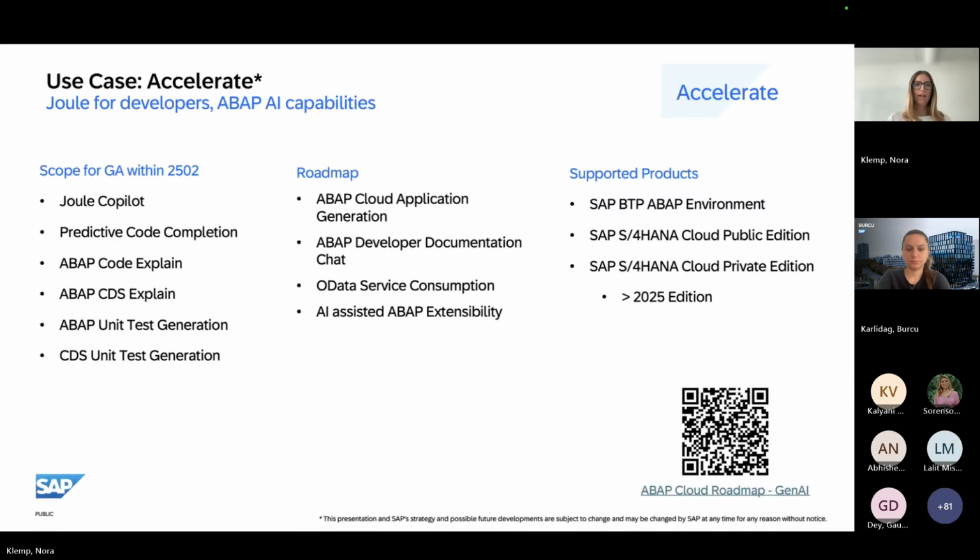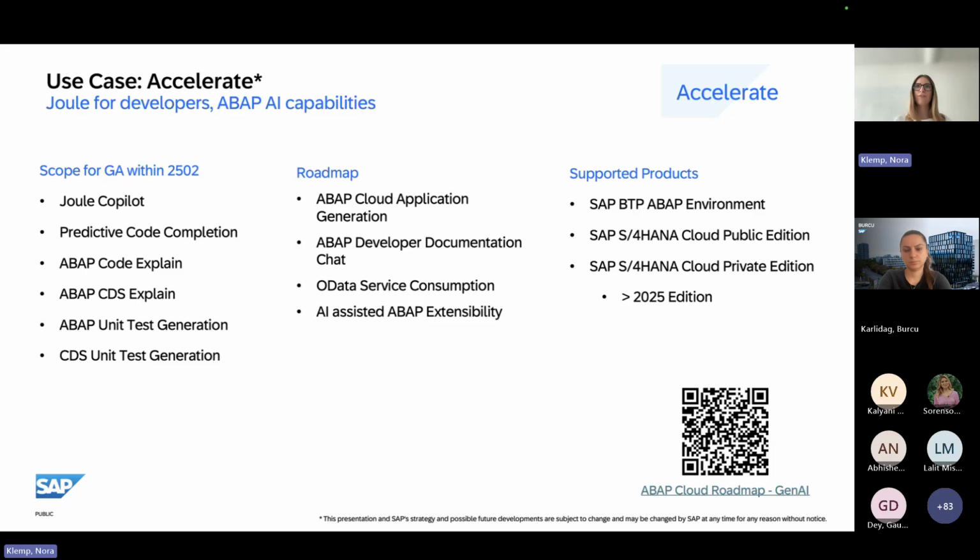And let's have a quick deep dive into our two use cases, which we will highlight today. The first is the Accelerate one, which I also mentioned is supported via the Joule for Developers ABAP AI capabilities. This was delivered with the 25.02 release of the SAP BTP ABAP environment. And you have the Joule Copilot, the predictive code completion, the ABAP code explain, ABAP CDS explain, the ABAP unit test generation, and of course, the CDS unit test generation.